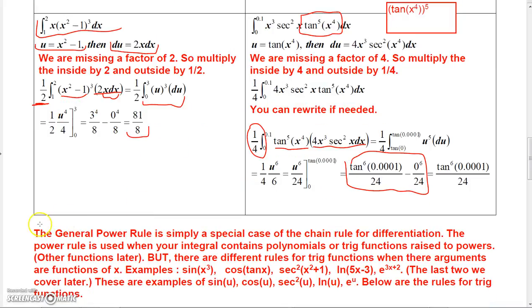You can read this little blurb down here. If you need to pause the video, pause it. In the next video, I'm going to show you how to handle some of these examples that involve trig functions.